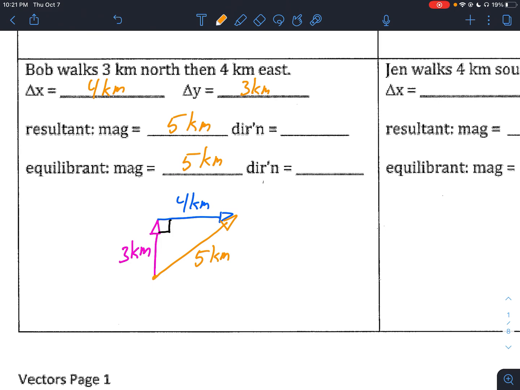And like I mentioned before, we're not going to say northeast because we don't know yet if it's perfectly 45 degrees north of east or east of north. We don't want to get lost. So we need a specific direction.